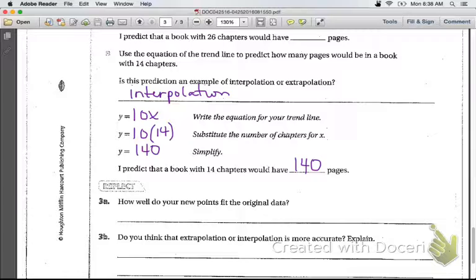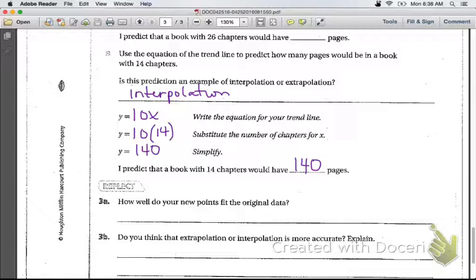Do you think that an extrapolation or interpolation is more accurate? Well, an interpolation is more accurate because the predicted value fits between known points where the trend is known. There is no guarantee that a trend will continue beyond the graph of the data that we have.